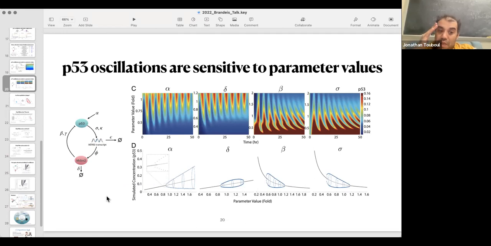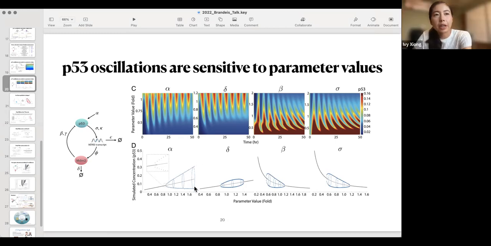I guess my question was, if you increase alpha, you don't necessarily go up to oscillations, right? Oh, you mean the alpha here? Yeah, I think I can look at a bit bigger range.